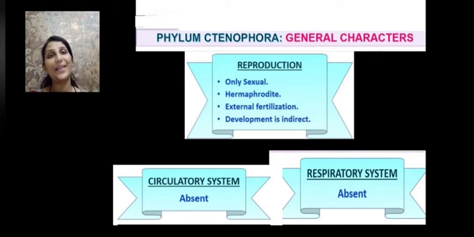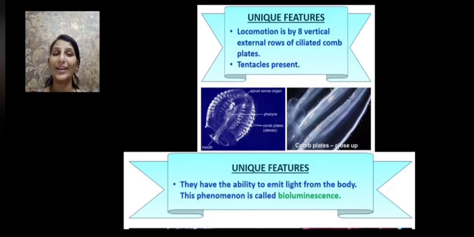And circulatory system and respiratory system, just like in poriferans and cnidarians, are absent also in Ctenophora. And what is a unique feature? Their locomotion is done by 8 vertical external rows of ciliated comb plates. So the presence of comb plates, how many are present? 8, and they are vertically arranged in the form of rows. Externally they are arranged in the form of rows, and the number is 8, and such structures are called comb plates, and hence they are called comb jellies.